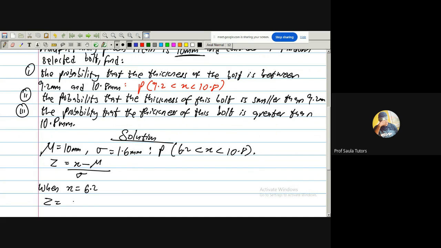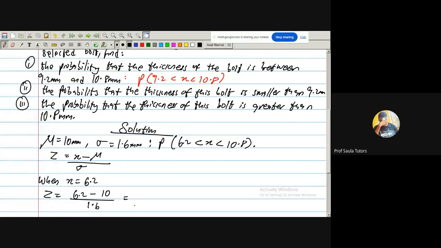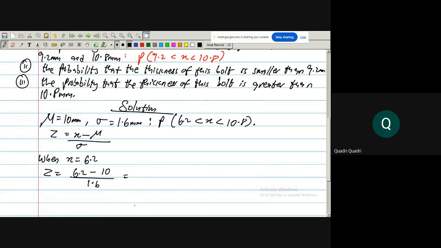When x equal to 9.2, what do we have? Z equal to 9.2 minus 10 divided by 1.6. What would this one give us? Is a calculator? Yes. Okay, please. 9.2 minus 10. That is minus 0.8, divided by 1.6. That's minus 0.5. This is what we have.